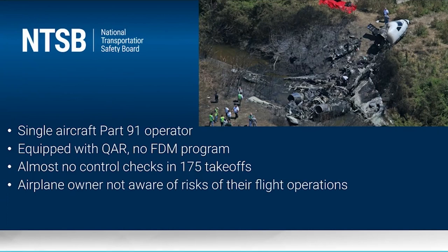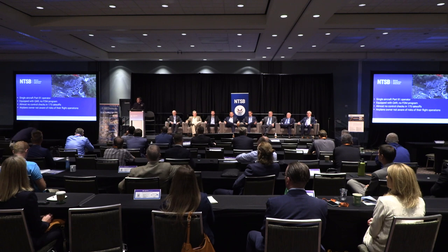Now, after the accident, we accessed that data. We had data from the previous 175 departures. We found that in 98% of those departures, there was no complete flight control check done before takeoff. So as a result, the flight crew attempted to take off with the flight control gust lock engaged. They were unable to rotate the airplane. It crashed at the end of the runway, and seven people were killed.